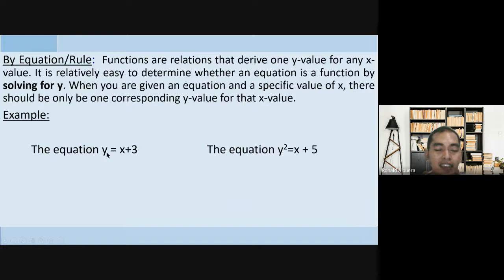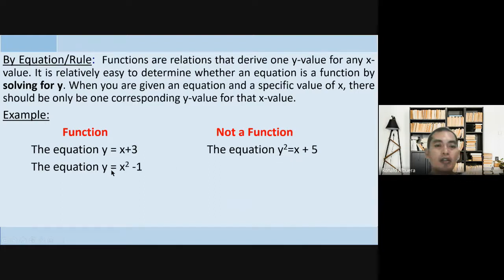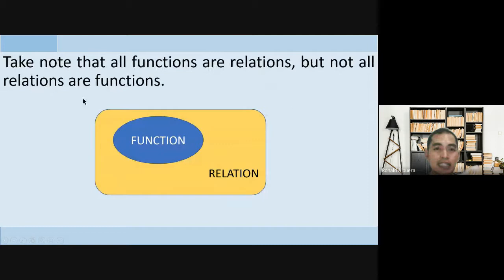So, here, y to the first power, its exponent is 1, this is a function. And this is y squared, not a function. Another example, y equals x squared minus 1 is a function because the exponent of y is 1. Now, take note, remember this: all functions are relations, but not all relations are functions.